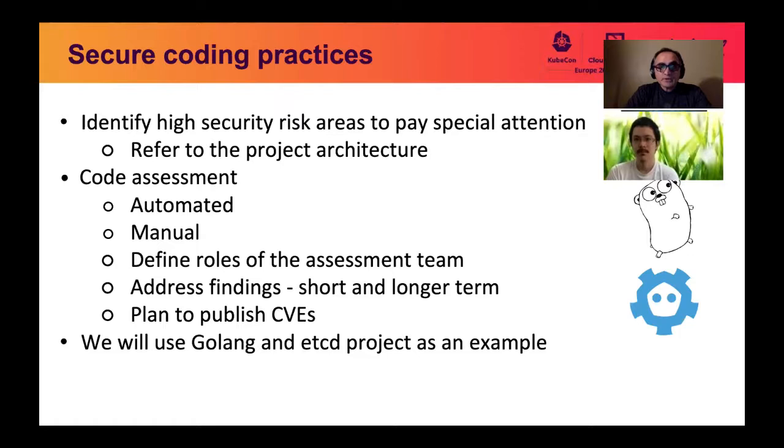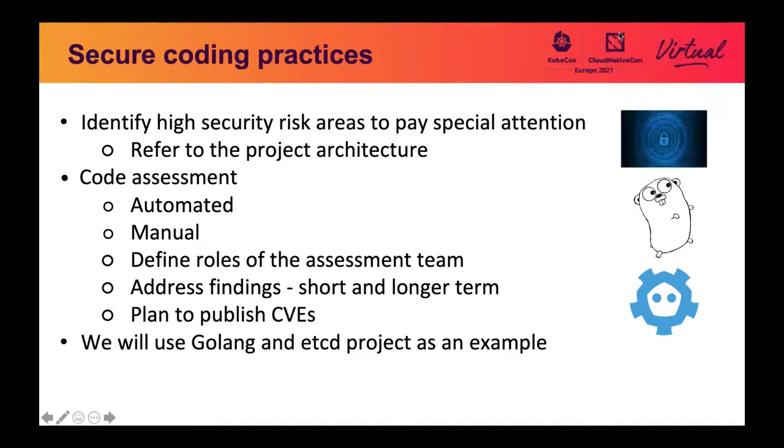All right. So there are a couple of things that we really want to emphasize here as far as secure coding practices are concerned. The first one is to identify high security risk areas that you want to pay special attention to. And how do you do that? Well, refer to your project architecture, your software architecture. That will help you identify those areas that need special attention. And we'll talk more about those checklists in the next slide.